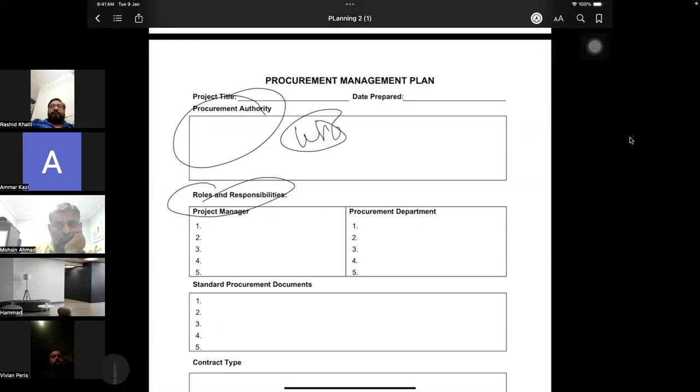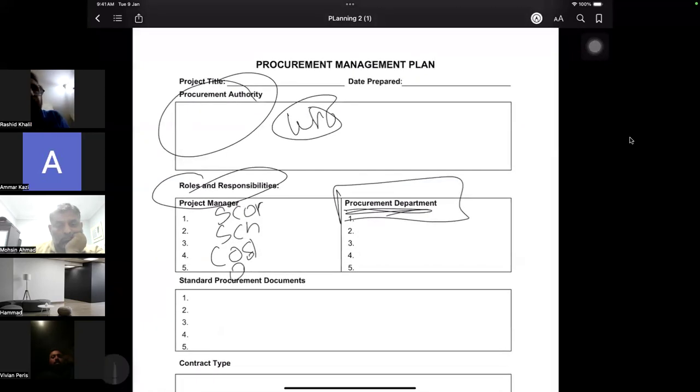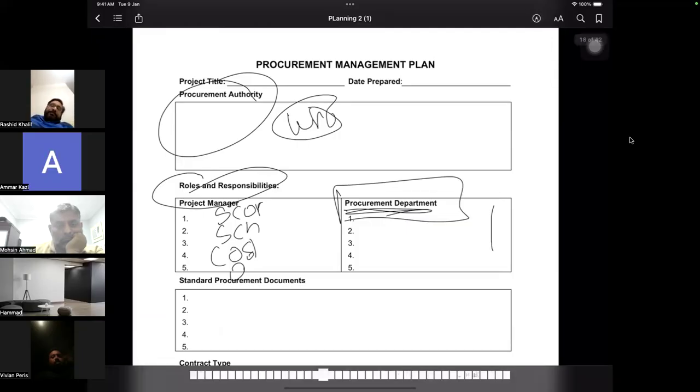Then immediately responsibility. You see, procurement department is written there. Got my point? For example, their responsibility is not scope, schedule, cost, quality control, but making sure the deliveries are on time and selecting the vendors, that is their responsibility. Then we have some standard procurement documents. Then we have contract type.